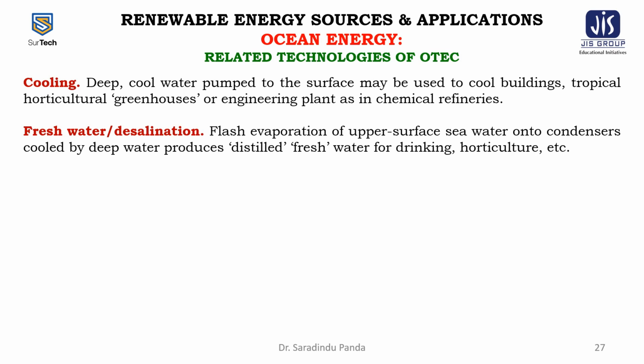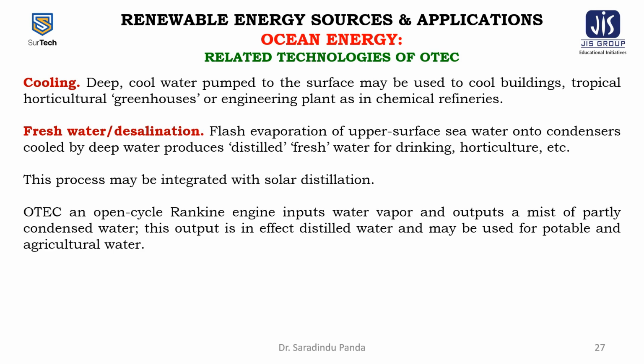Desalination or fresh water. The flash evaporation of the upper surface seawater onto condensers cooled by deep water produces distilled fresh water for drinking, horticulture, etc. This process may be integrated with solar distillation. The OTEC open cycle Rankine engine inputs water vapor and outputs a mist of partly condensed water. This output is in effect distilled water and may be used for potable and agricultural water.